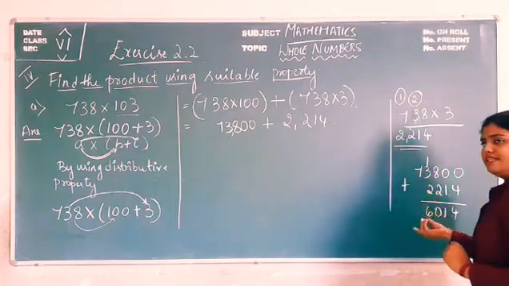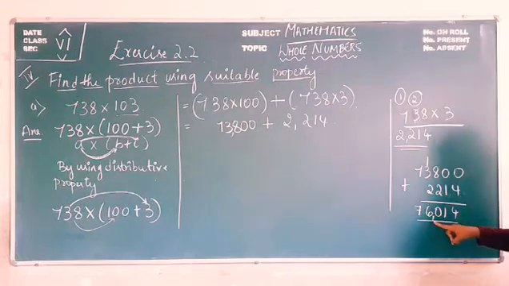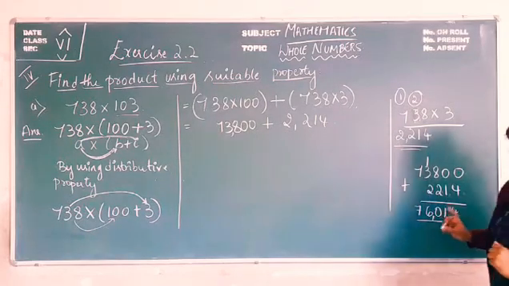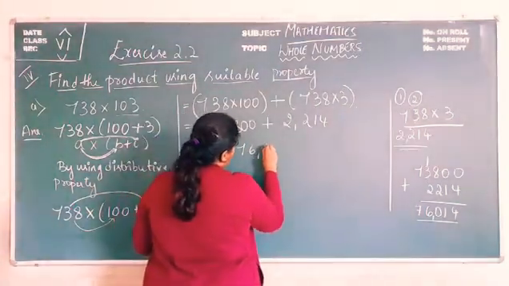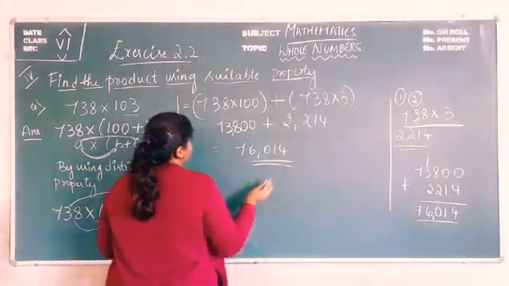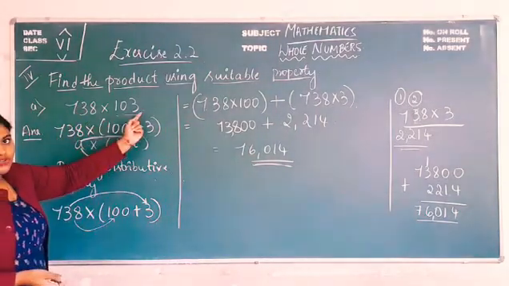So 7 plus nothing means 7. So we got 76,014. So we got the product as 76,014. So here first it was 738 into 103.